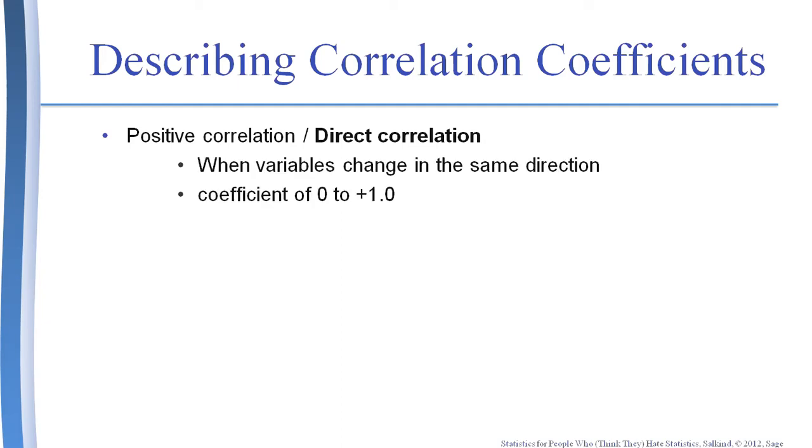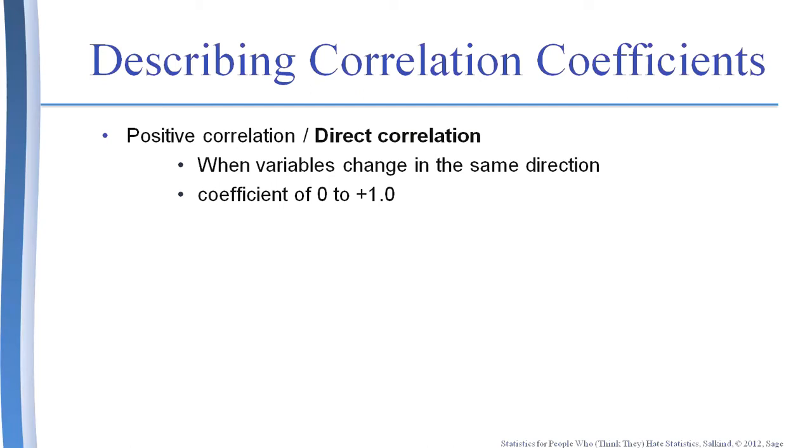All right, so remember that correlation coefficients can be one of two things. We're looking for positive correlations, or direct correlations, and that's when variables change in the same direction. So if my first variable goes up, my second variable also goes up. If my first variable goes down, then my second variable also goes down. They're changing in the same direction. That makes it a direct correlation or a positive correlation.